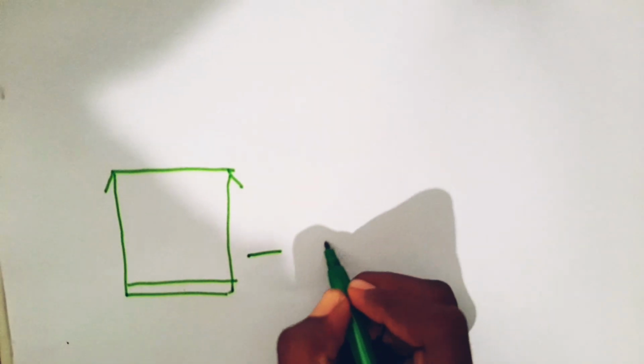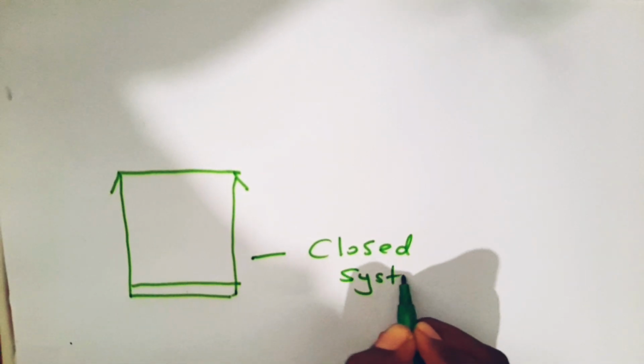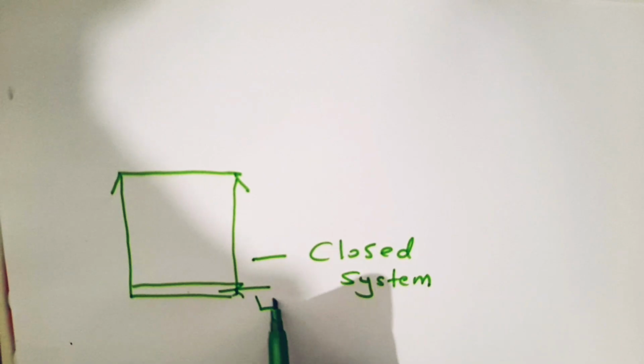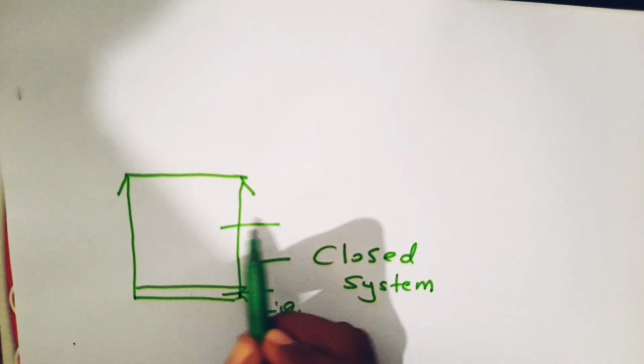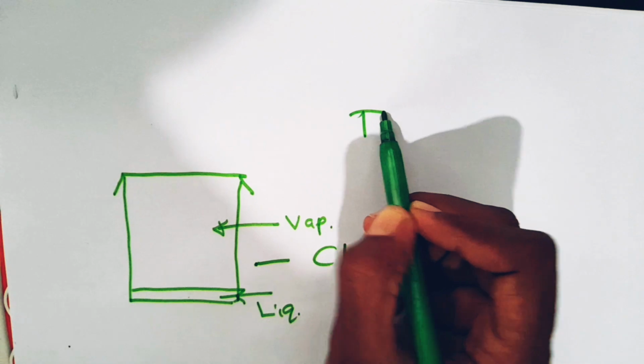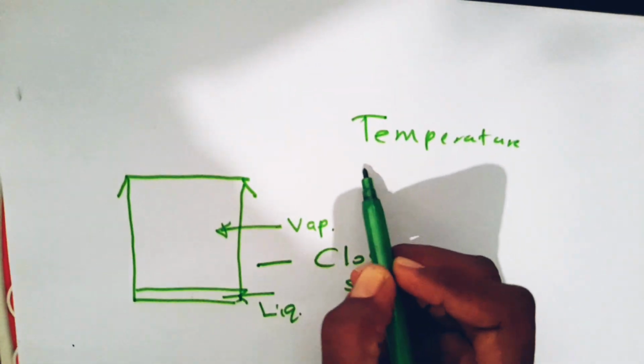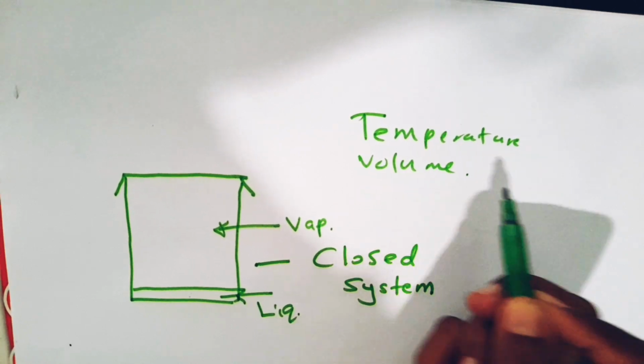See here, this is a container with a liquid. This has been closed. That means it's a closed system. Now you know this is the liquid phase and this is the vapor phase. Have a think, the temperature affecting this system is constant, and the volume is also constant because it has been closed.